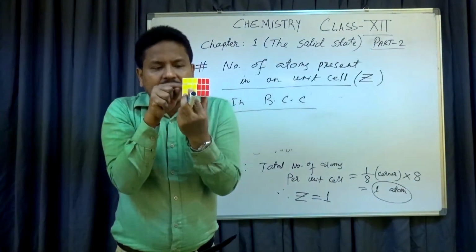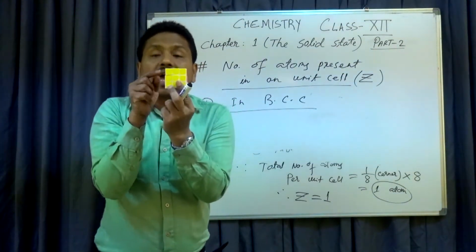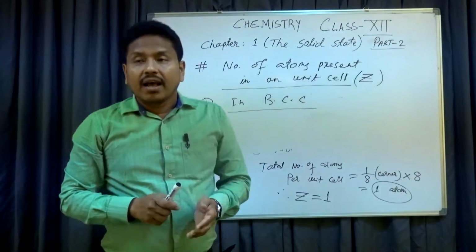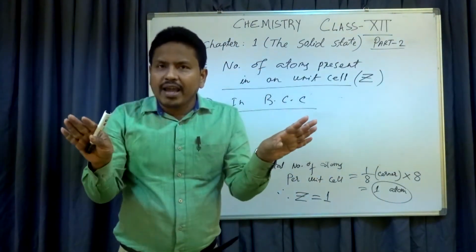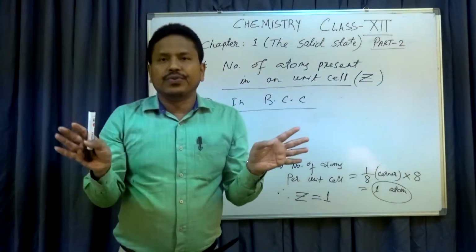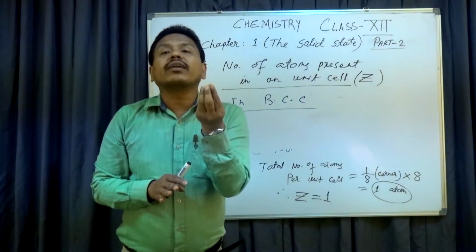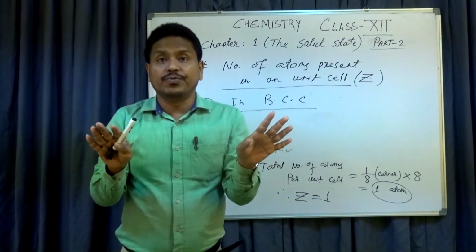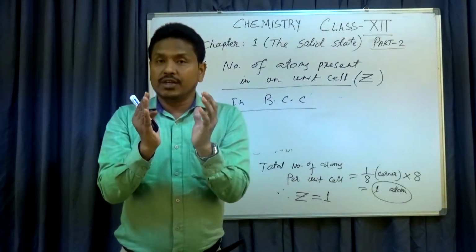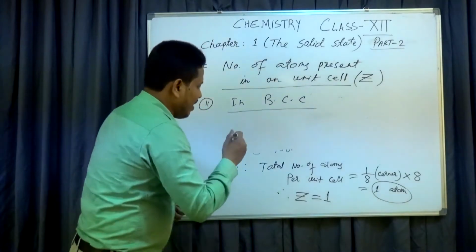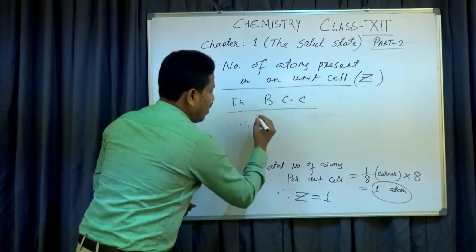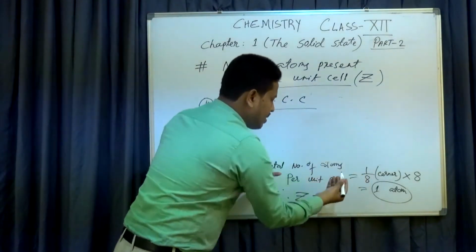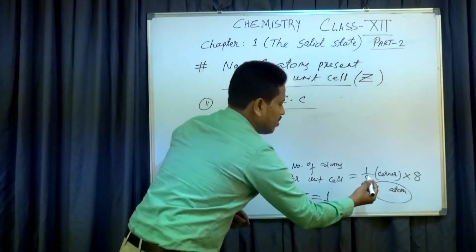The body center in the middle of this cube, that body center atom is not shared by any other cube. That atom is located at the body center of the cube and is not shared by any other cube. That is, a full atom is contributed to one unit cell. Therefore, Z equal to what? Corner atom is same, 1 by 8 into 8 corners.